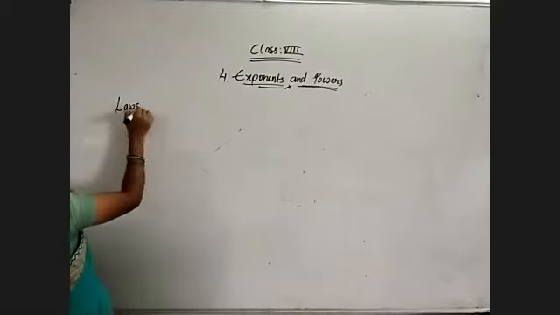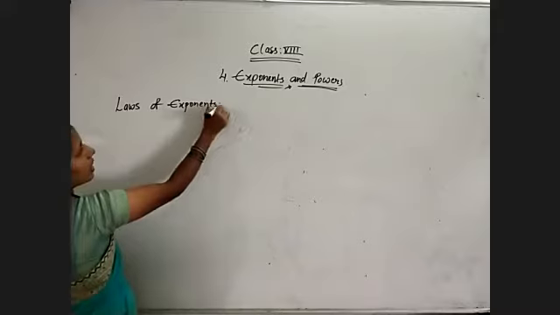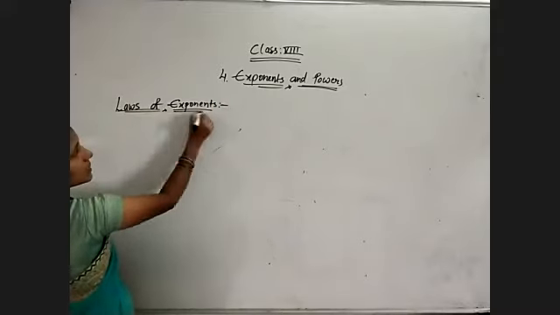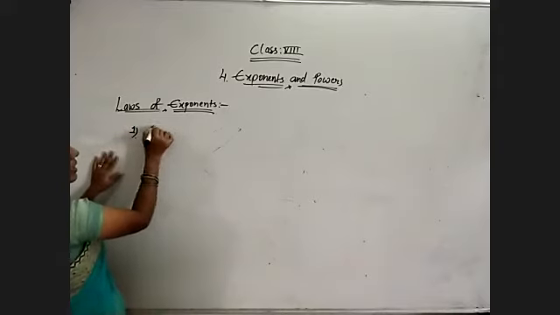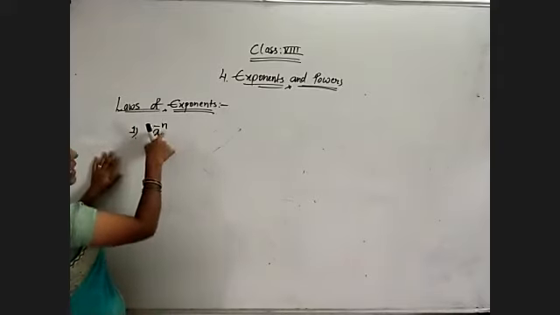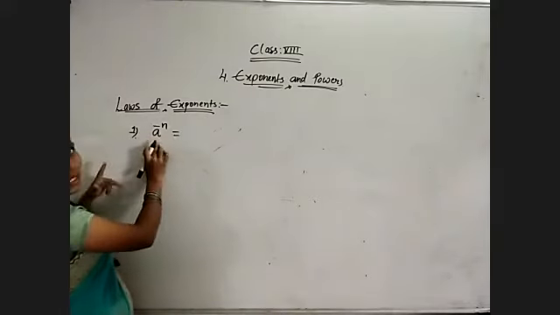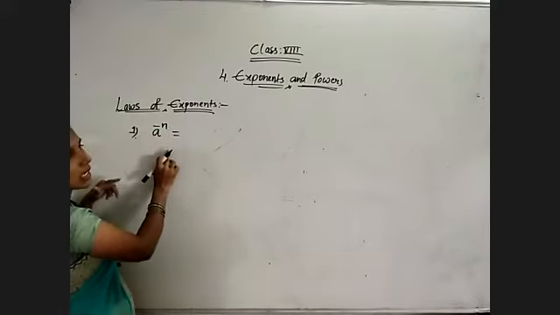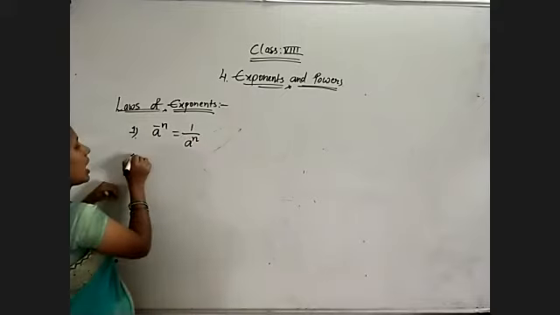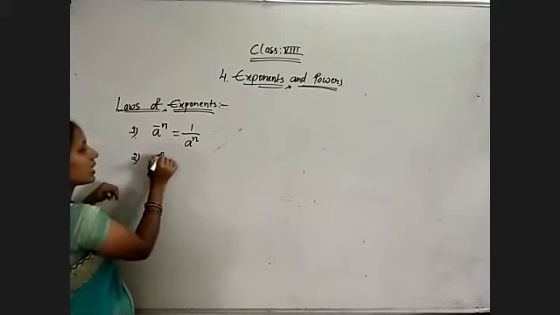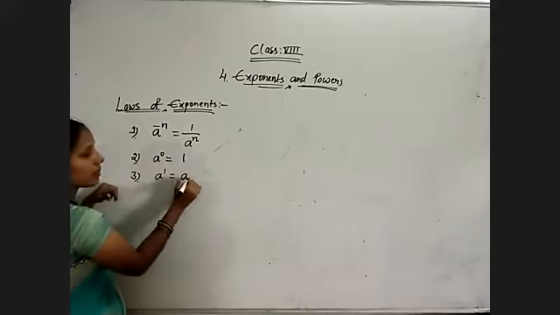So first of all, whatever laws we have learned previously, once again I'm writing here. Observe which law we have studied. First of all, the exponent with the negative: if the given term is having negative exponent, how do we have to simplify that? That is by using 1 by a to the power of n. Secondly, we have studied any power 0 is 1. And third, any power 1 is equal to that number itself.